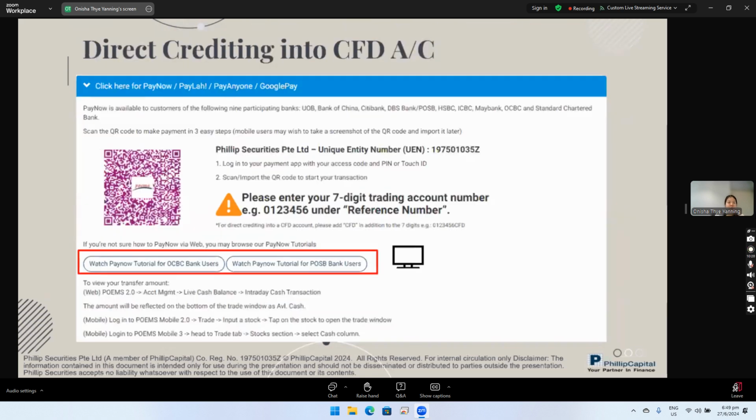So this also is a direct crediting to our CFD account. Those who already created their CFD account can watch the tutorials on how to direct credit your funds into our CFD account. You can go to our website payments and see.